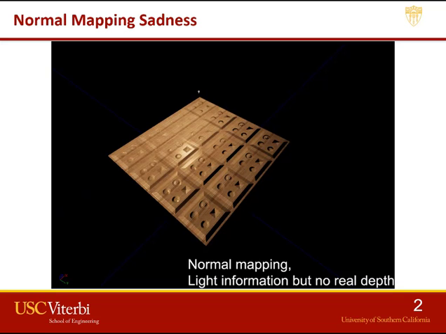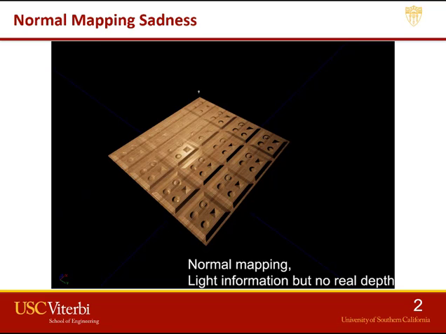Here we have an example of a really nice normal map. This is using the same technique that we've just outlined. This is a flat plane, perfectly flat geometry, but it has a normal map on it, and that allows it to reflect light differently to give it the illusion that it's got depth.